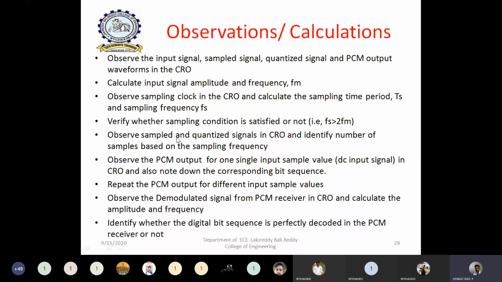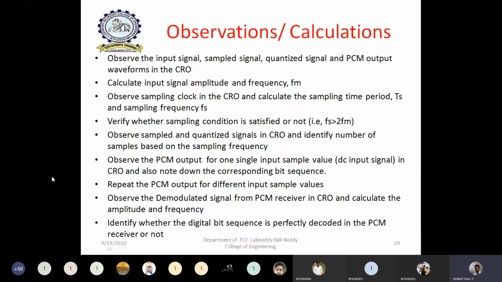After doing the experiment, all of you should make some observations and calculations. The first important thing is that all of you must observe the input signal, sample signal, quantized signal, and PCM output, and should calculate the signal amplitude and signal frequency, that is fm. Based on that, you should calculate the sampling time, Ts. Ts is calculated from the sampling clock, that is, the time period of that clock is nothing but Ts. Based on Ts, we can calculate fs.